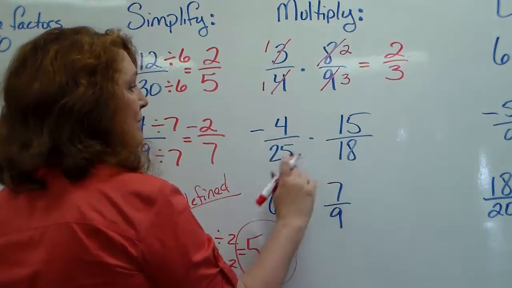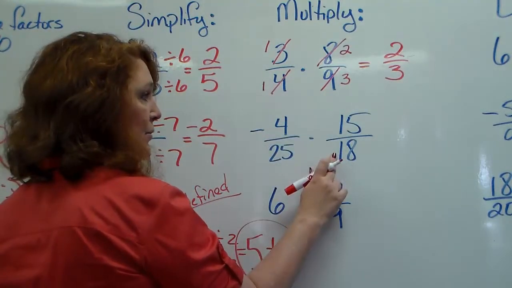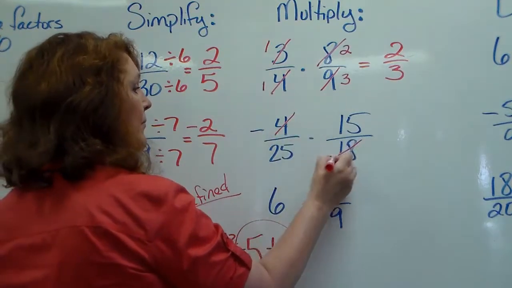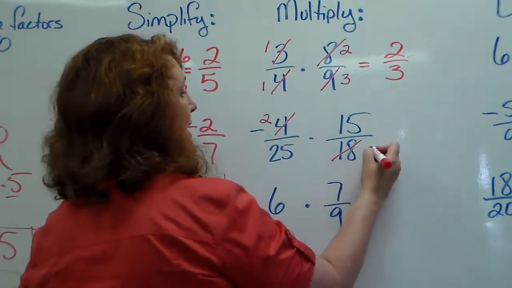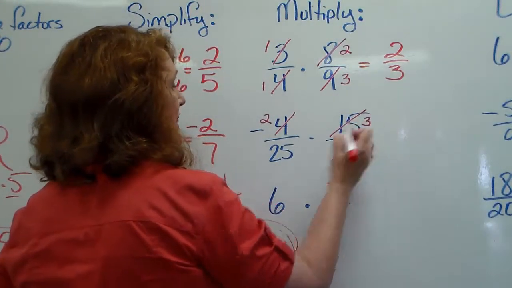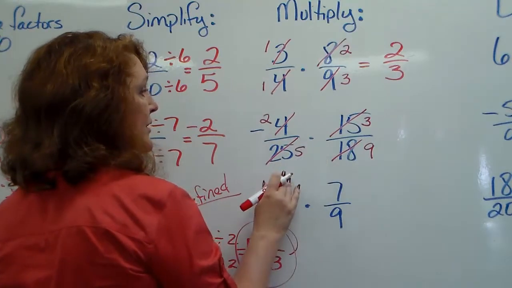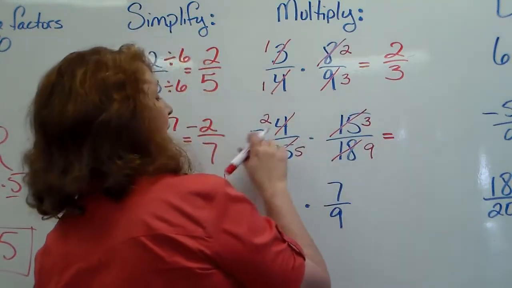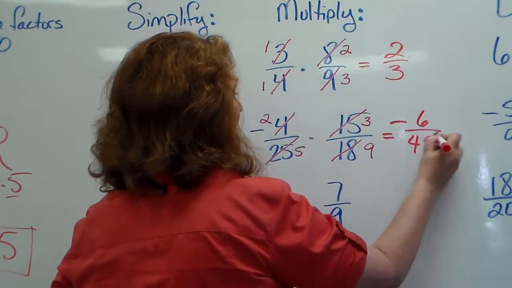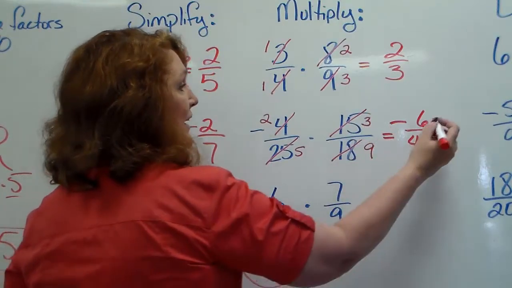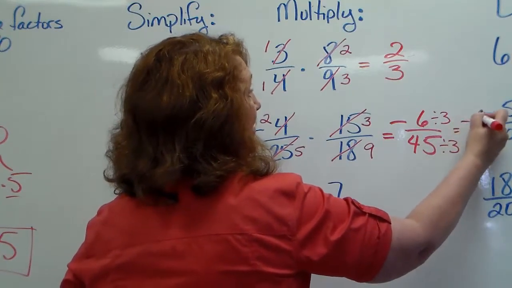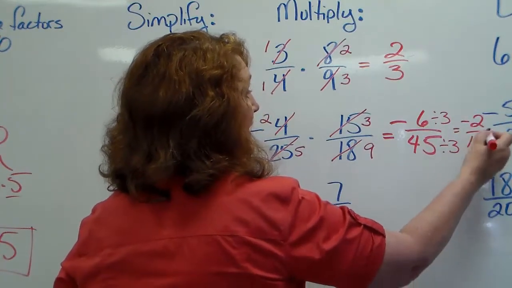Here I have 4 and 18, 25 and 15. Well, these are both even numbers, and these are both divisible by 5. So I'm going to divide these by 2. 2 goes into 4 twice. 2 goes into 18 9 times. I'm going to divide these both by 5. 5 goes into 15 3 times. 5 goes into 25 5 times. Now, when I multiply straight across, I have negative 2 times 3 is 6, and 5 times 9 is 45. Well, check this out. I can say divided by 3, and I really have negative 2/15.